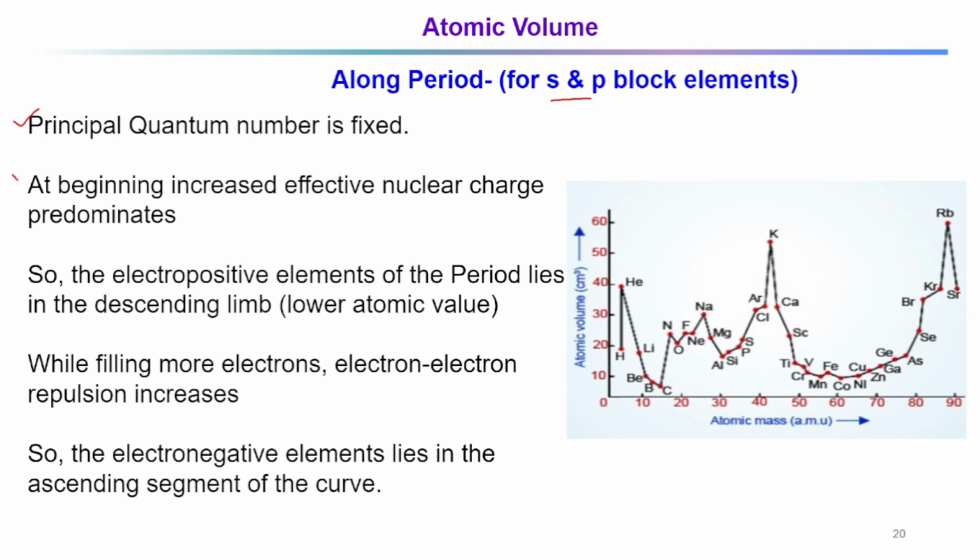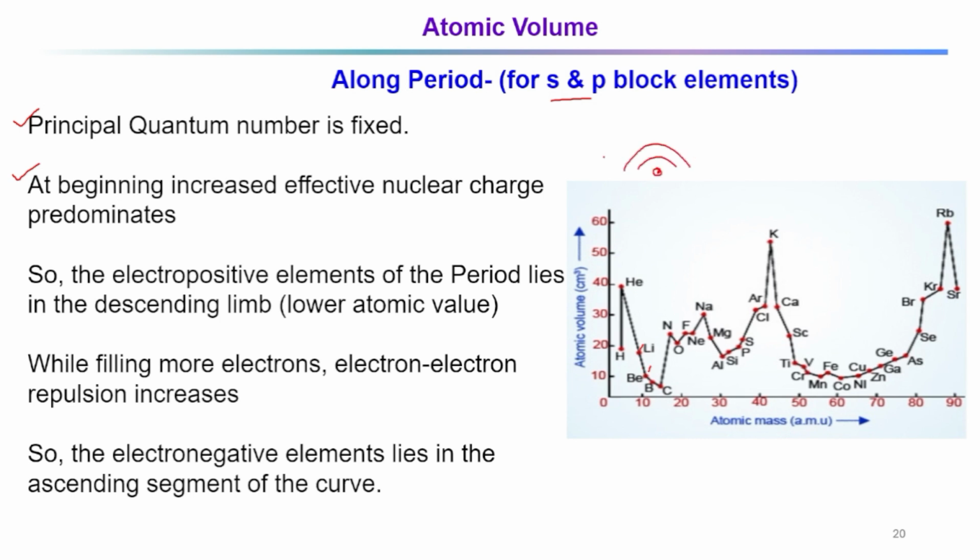Now at the beginning, increased effective nuclear charge predominates. So what was happening in the beginning when we go from, let's take this, lithium to beryllium to boron? When we go from left to right, the effective nuclear charge is also increasing because we are putting in more protons, right? So at first, the effective nuclear charge predominates. The electropositive elements of the period lie in the descending limb, with lower atomic volume. So when we increase the number of protons from lithium to beryllium to boron, we can see the effective nuclear charge is more. Because of that, the nucleus is attracting the electrons.